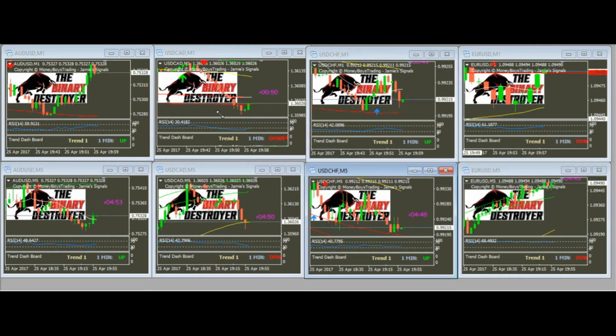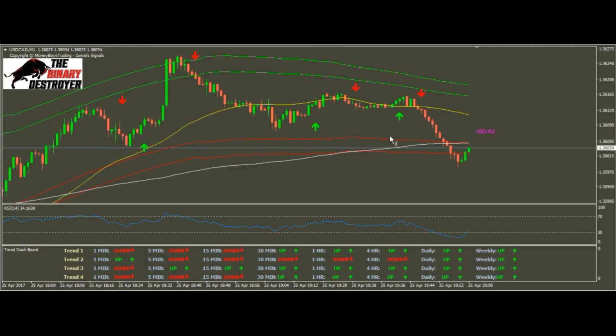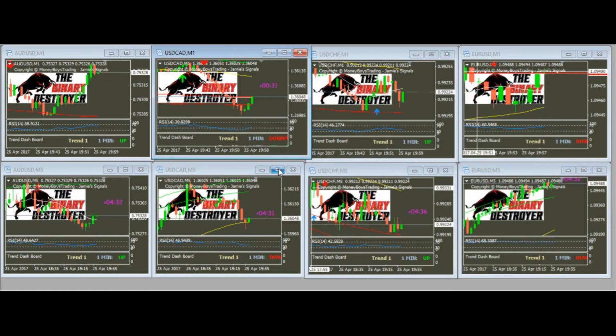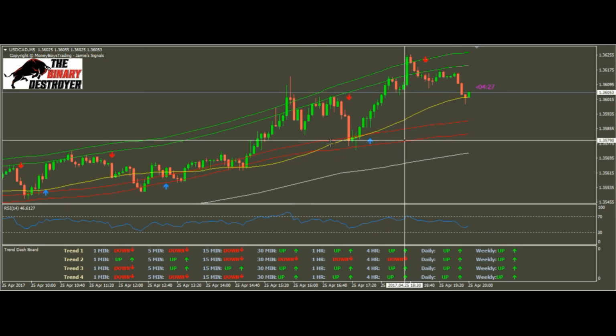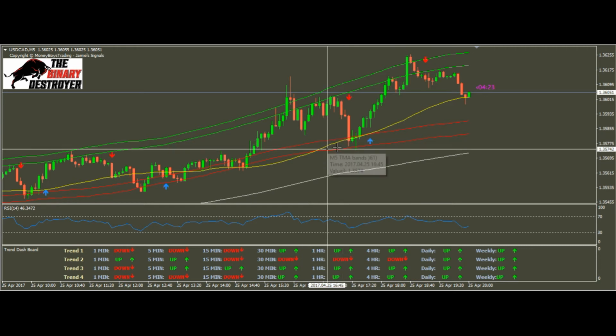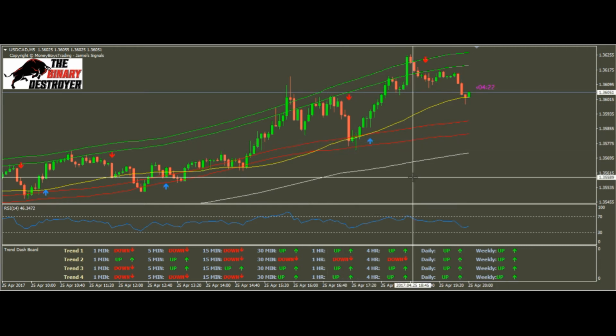So what I'm going to do now is I'm going to pause the video again and I'll come back when it's like, hang on here, there's a nice little setup appearing on the USD CAD. Okay, what's going on here? Yes, the price is in the buy and sell zone here, but on the 5-minute, it's not really doing anything. But if you can see, it looks like we're going into a nice uptrend.